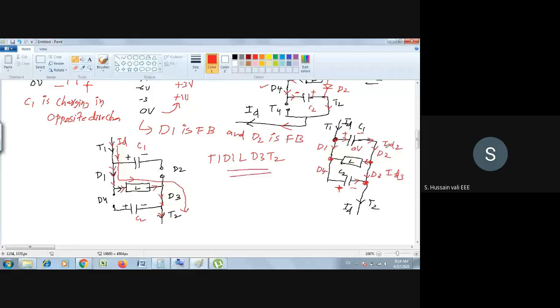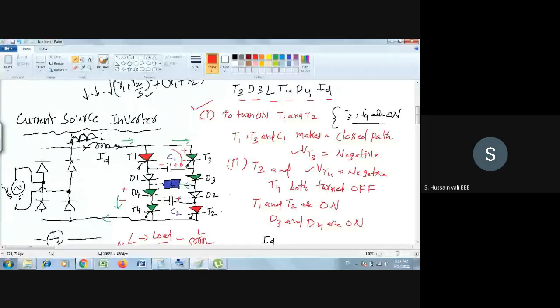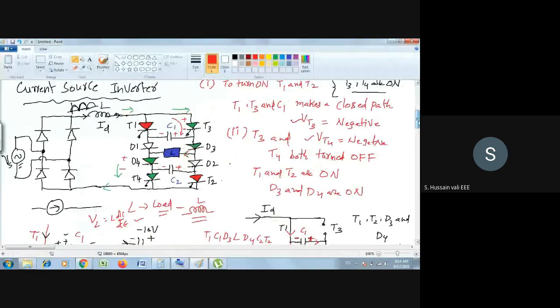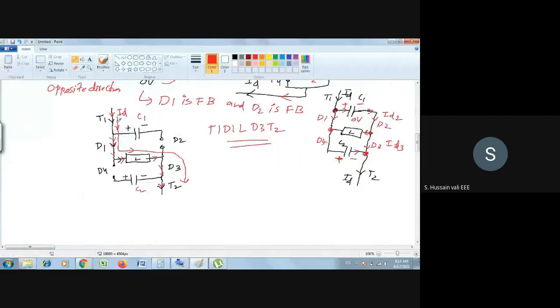Before I started this operation, I showed you the green color path. When I showed you the green color path, you see yourself the direction of the current is from right side to left side. Whereas at the end of this operation, what I find now is T1, D1, L, and T3, D3, T2. So the current gets reversed. See, it is now left side to right side. So if you take one current as positive, obviously the other current is negative.